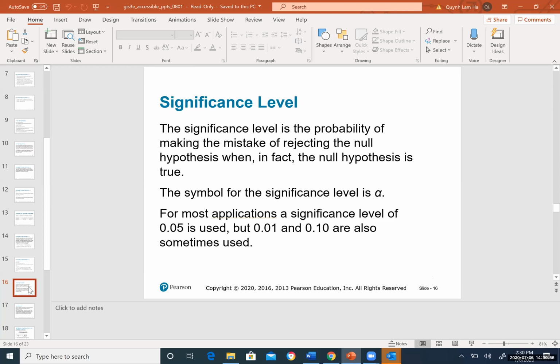And significance level. The significance level is the probability of making a mistake, of rejecting the null hypothesis when, in fact, the null hypothesis is true. This level of significance they notate as alpha. This is how they notate alpha, okay? In other words, they notate it like this.